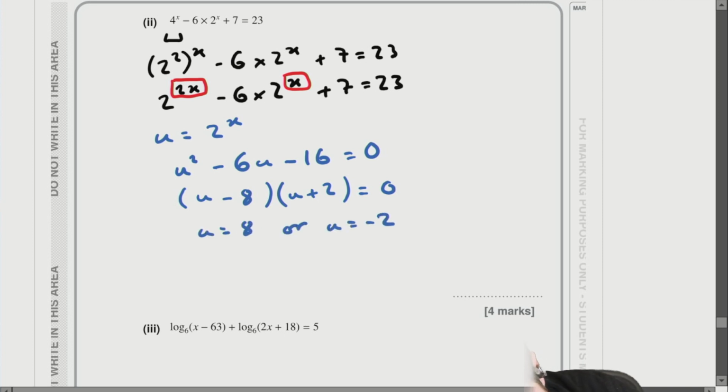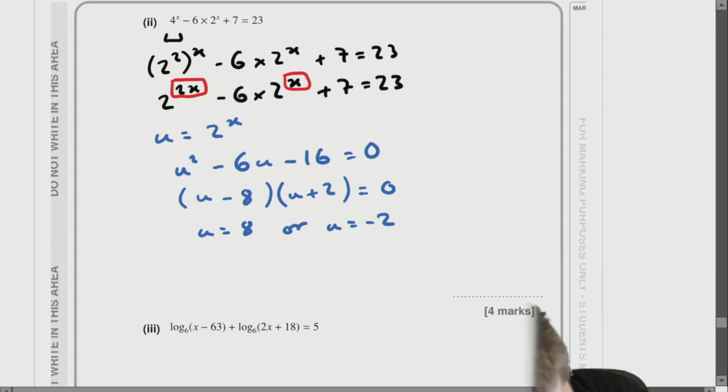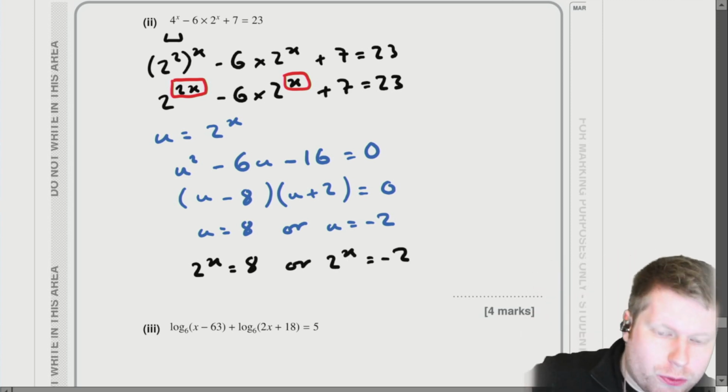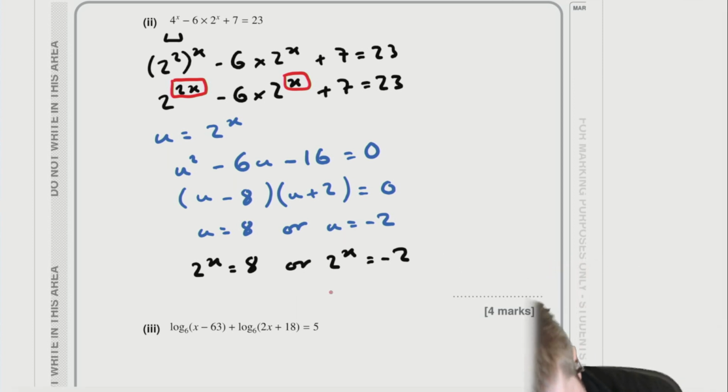So then I just go back to my original form, which is 2 to the power of x. So I've got 2 to the x equals 8 or 2 to the x equals negative 2. Well, hopefully you realise that if I raise 2 to a power, I'm never going to get something negative. So this one is not valid.